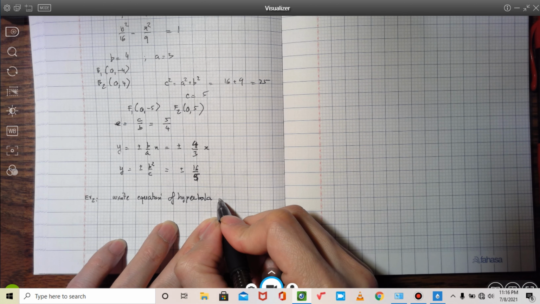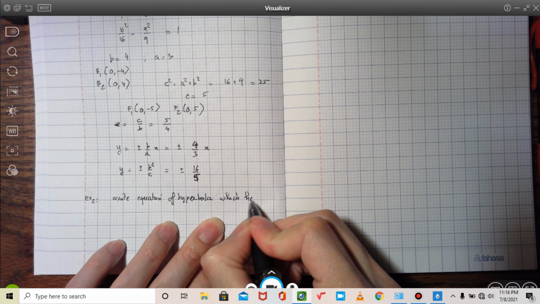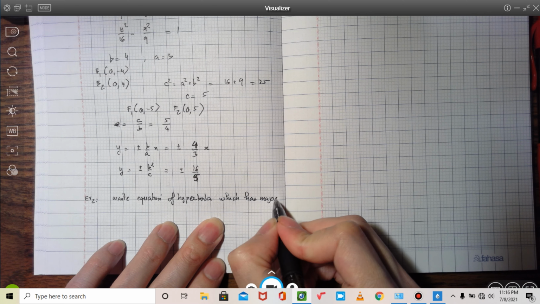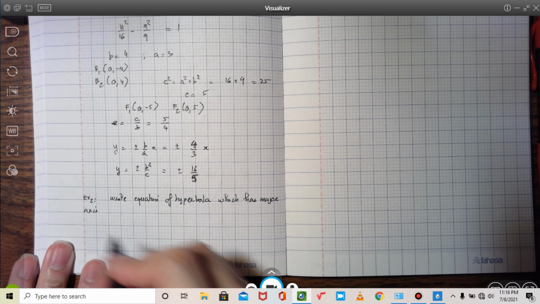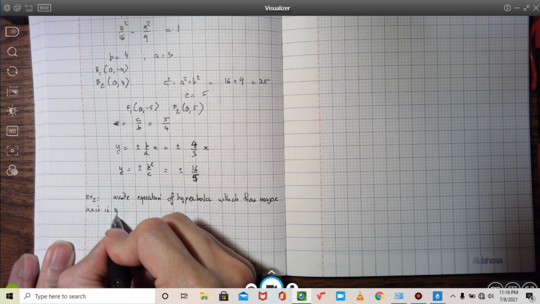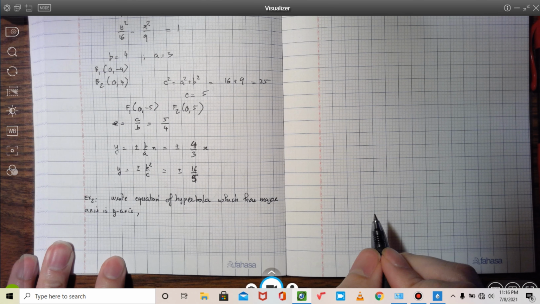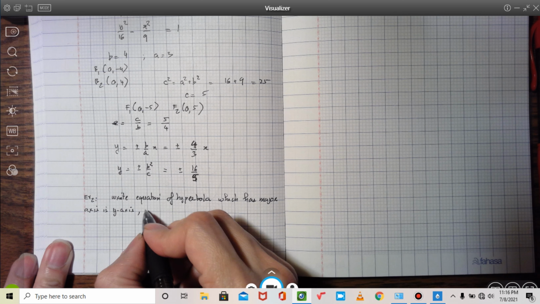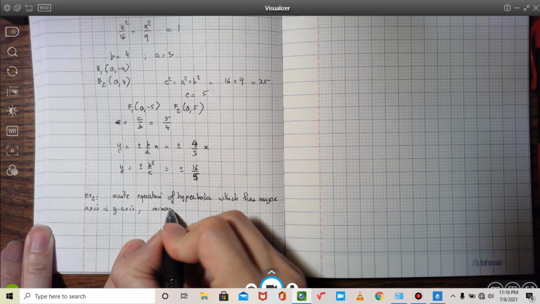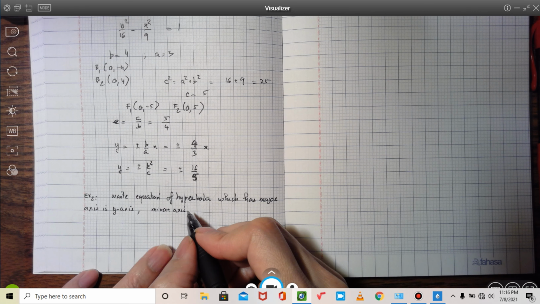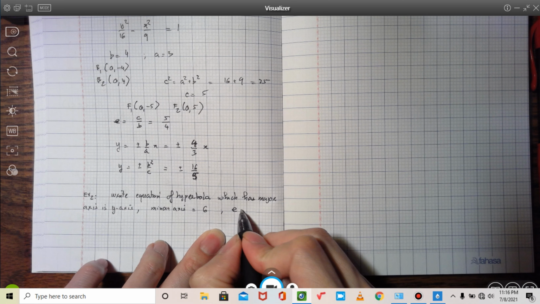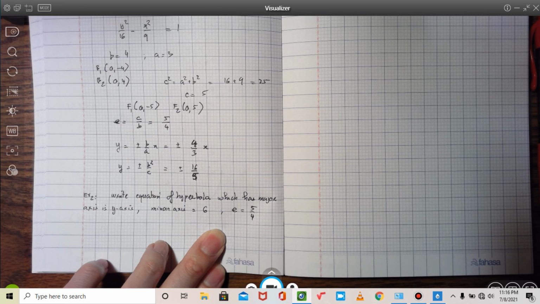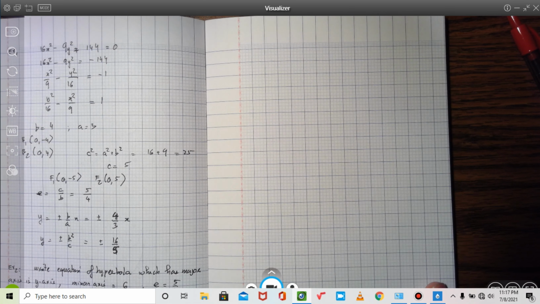Which has major axis, okay, is y-axis, okay, minor axis equal 6 and eccentricity equal 5 over 4. Alright, so how do we do this?